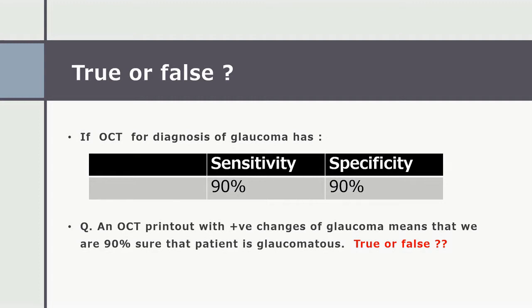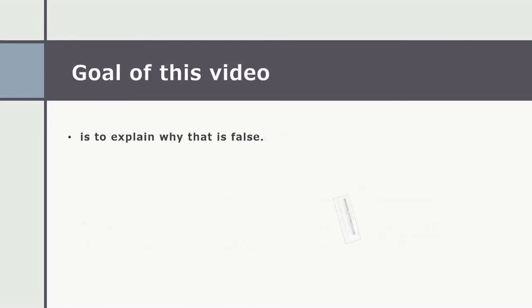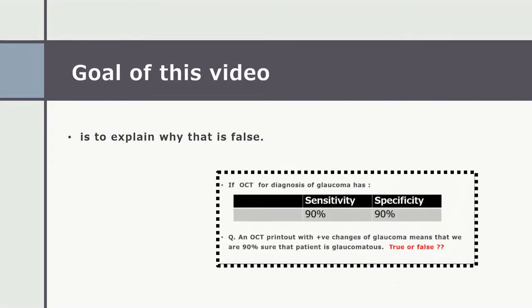Suppose I told you OCT for the diagnosis of glaucoma has a sensitivity of 90% and a specificity of 90%. Question: an OCT printout with positive changes of glaucoma means that we are 90% sure that the person is glaucomatous. Is this true or false? Actually, this is not true. The goal of this video is to explain why it is not true.